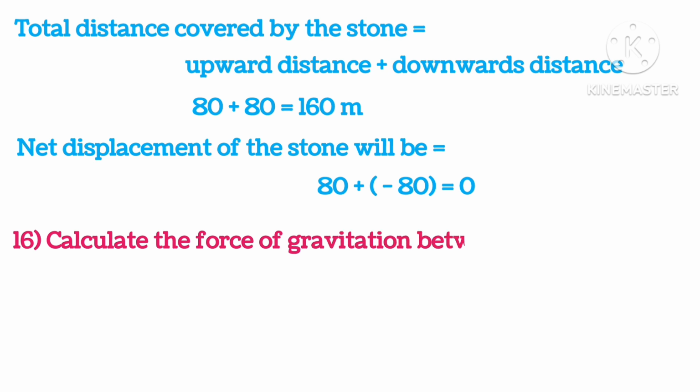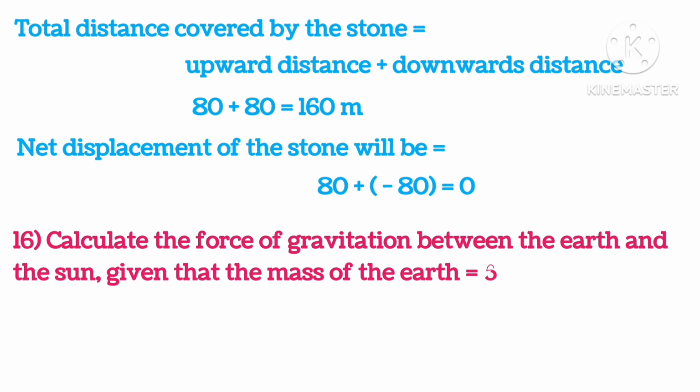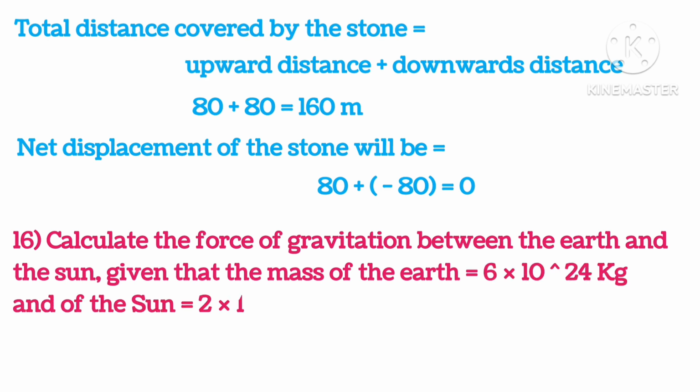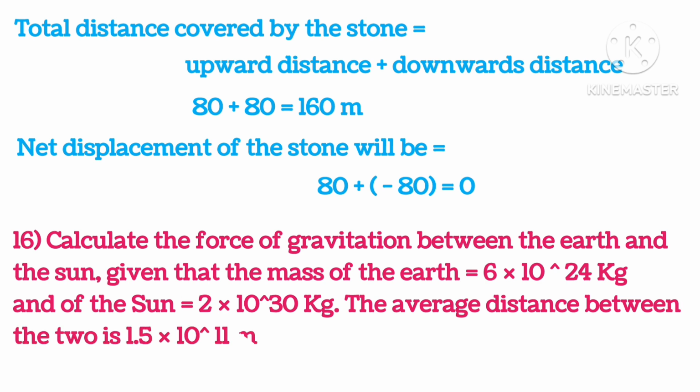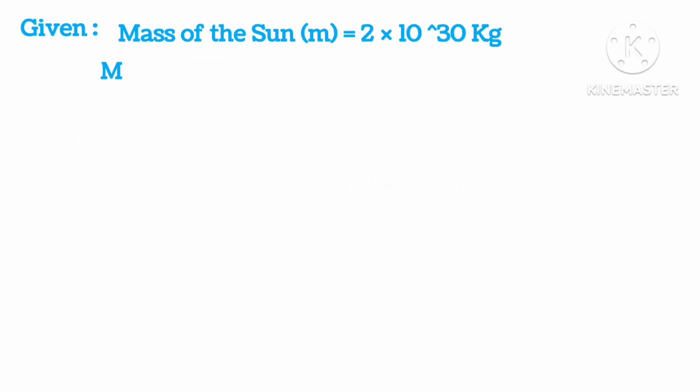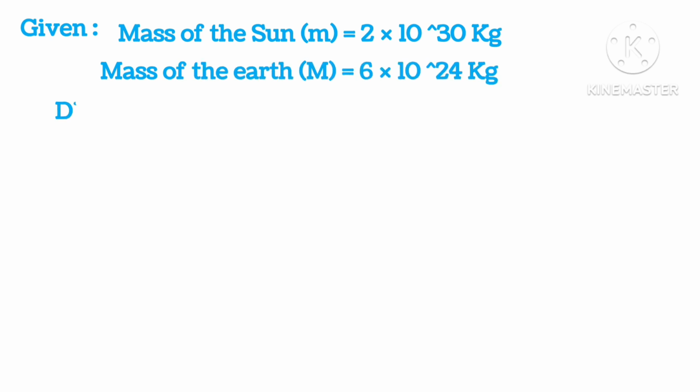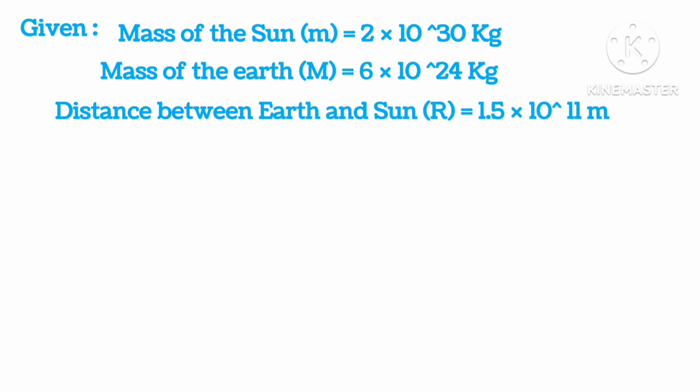Calculate the force of gravitation between the earth and the sun, given that the mass of the earth is 6 into 10 to the power 24 kg and that of the sun is 2 into 10 to the power 30 kg. Average distance is 1.5 into 10 to the power 11 meters. Now here the mass of the sun is given as 2 into 10 to the power 30 kg. Mass of earth is 6 into 10 to the power 24 kg. Distance between the earth and the sun is 1.5 into 10 to the power 11 meters.